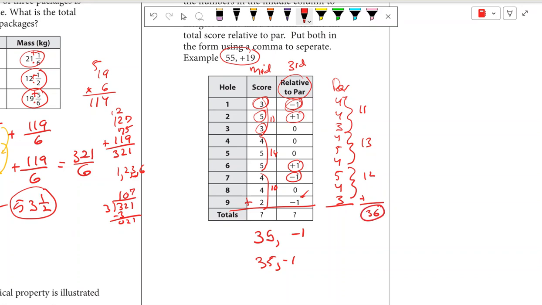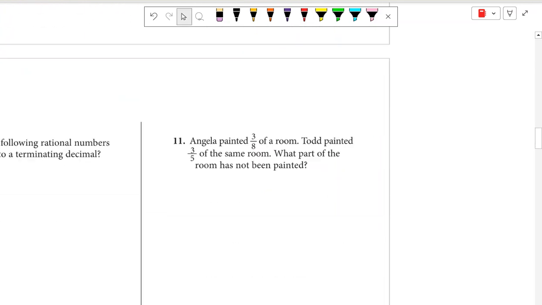And you can see that Brandon was 1 under. That's what this -1 in our answer means, and he scored 35 points. Pretty good golfer. Moving on to the next page.